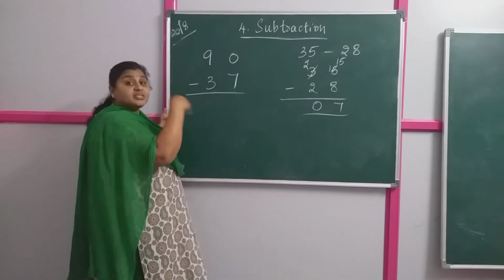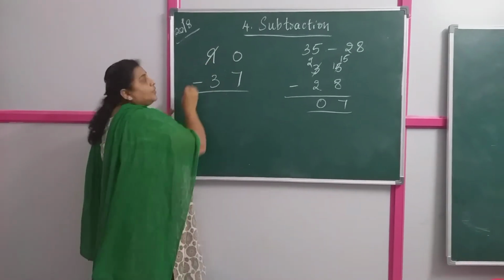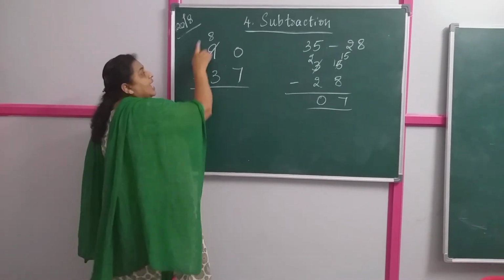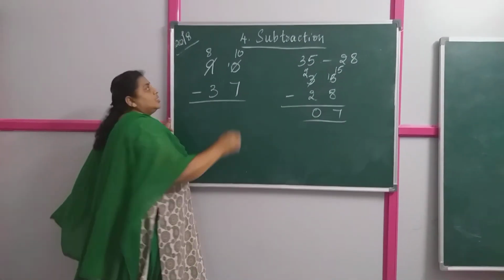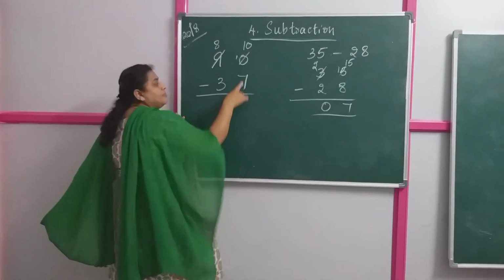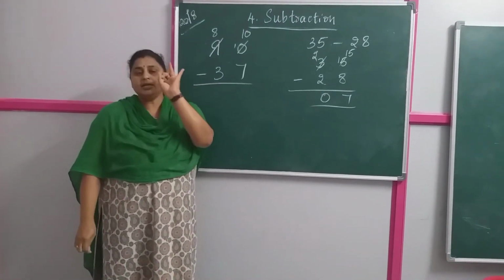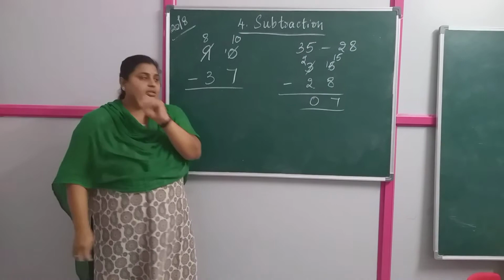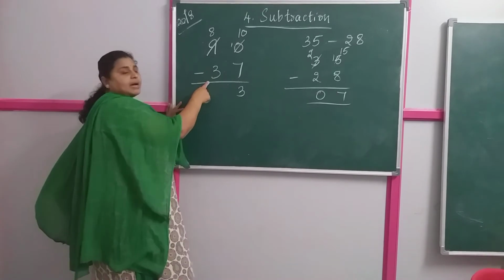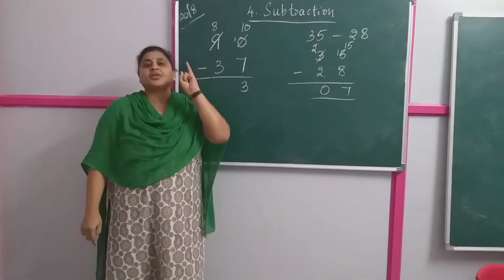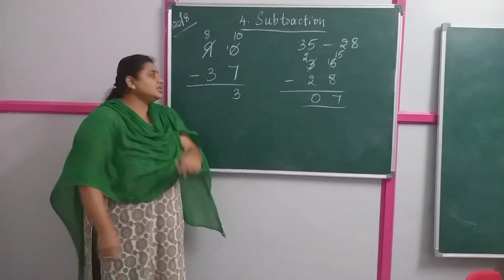9 changes to 8. 0 changes to 10. 0 changes to 10. Now 10 minus 7. Come on, start counting after 7. 8, 9, 10. How many fingers did I take out? 3. Got it? Next. 8 minus 3. Come on, start counting after 3. 4, 5, 6, 7, 8. How many fingers? 5.